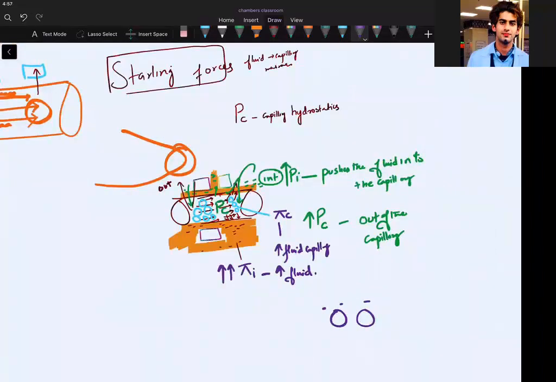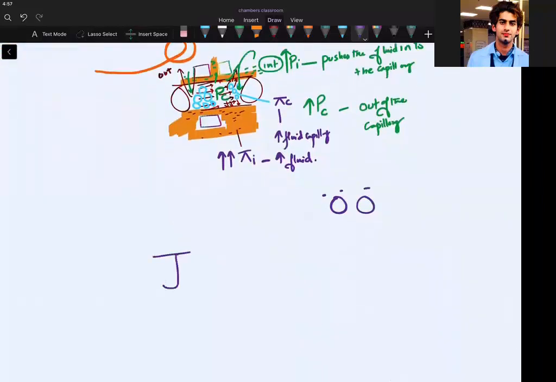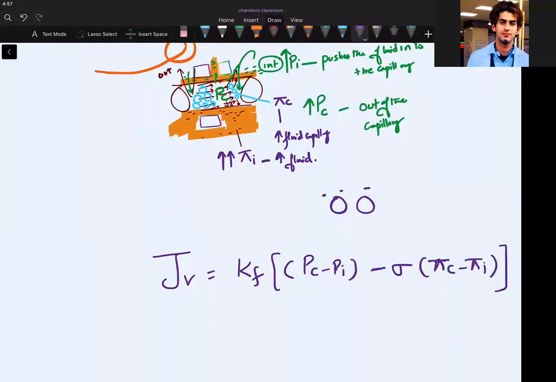So he gave us JV. JV, he said, is equal to KF times (PC minus PI) minus sigma times (pi C minus pi I). Are we able to understand? So he gave this. What is KF, by the way?